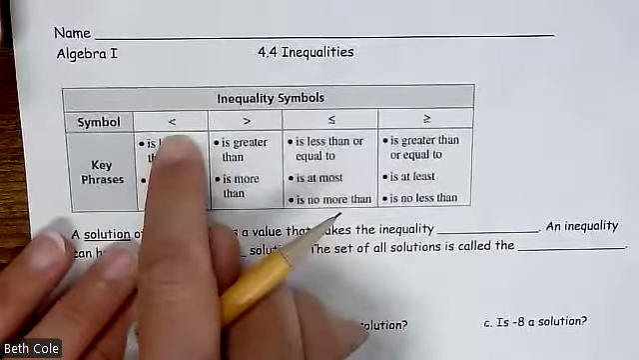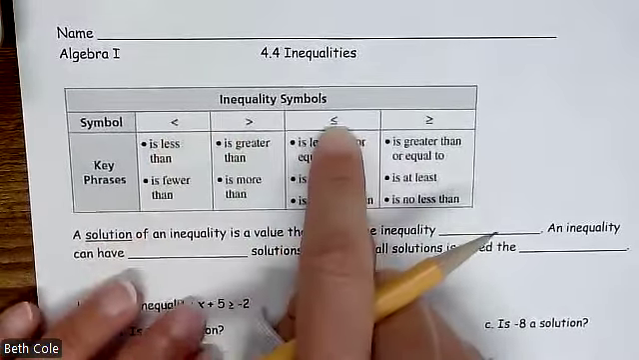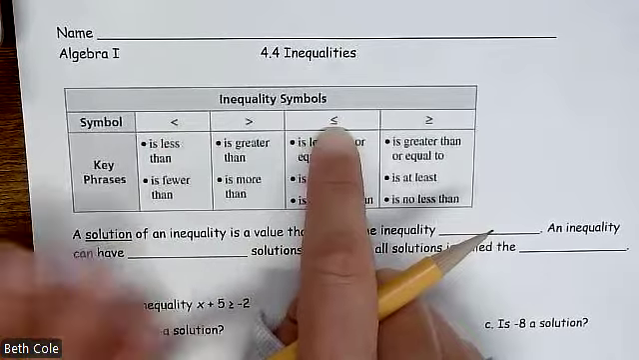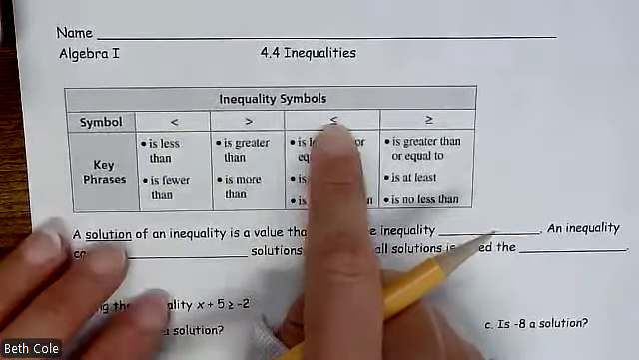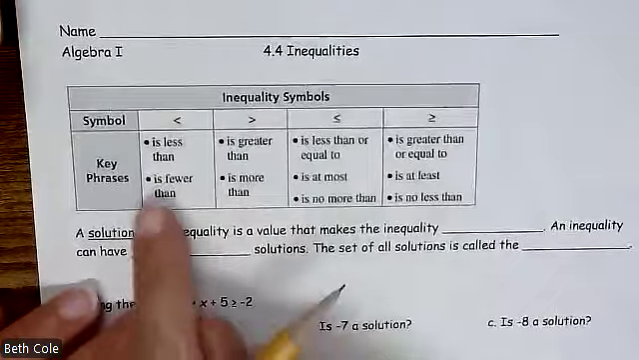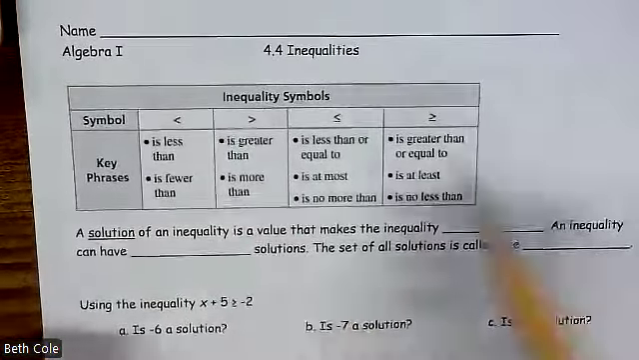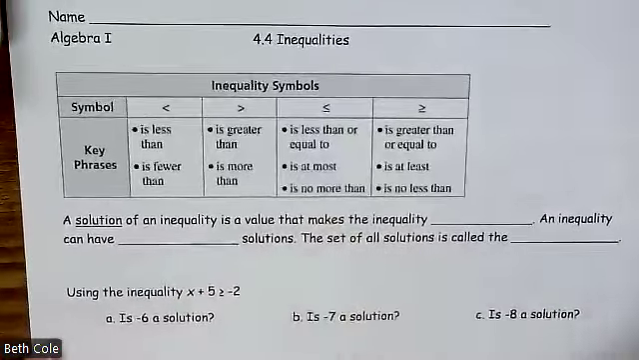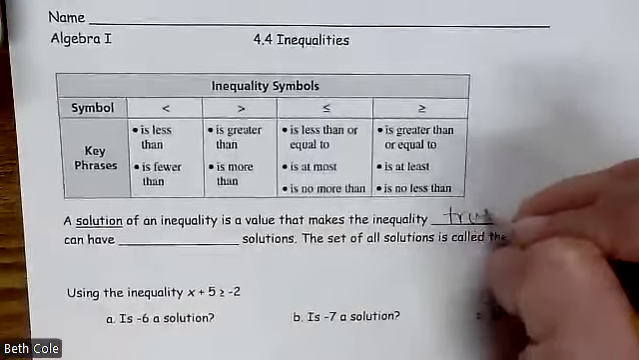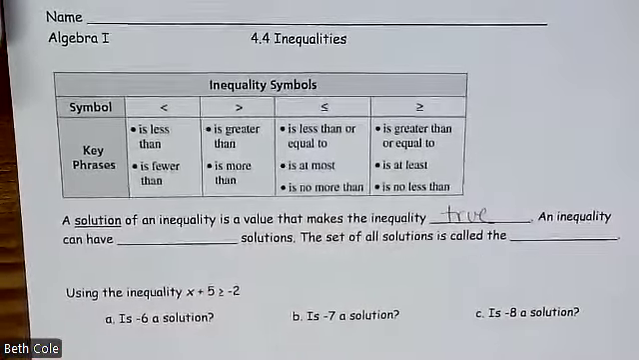So this one's less than, greater than, and then what does this mean? Well, this one's less than or equal to, greater than or equal to. So I'm not going to sit here and read these to you, but those are some words that go along with them. So the solution of an inequality is a value that makes it true. That's obvious. So numbers that are true.